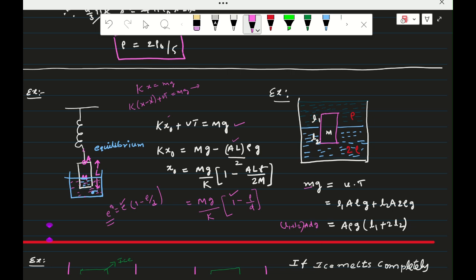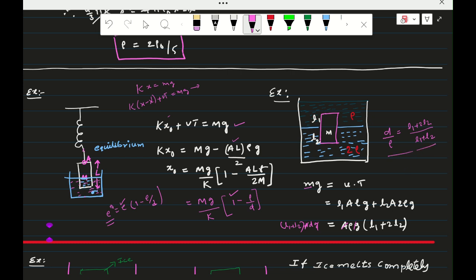So L1 plus L2 into A into g, this m. So when they have given here, L1 plus 2L2, L1 plus L2 cannot be subtracted, right? A can be subtracted, g can be subtracted. So then the ratio is given to me, the ratio of density d by rho is equal to L1 plus 2L2 by L1 plus L2. So this is also an answer.